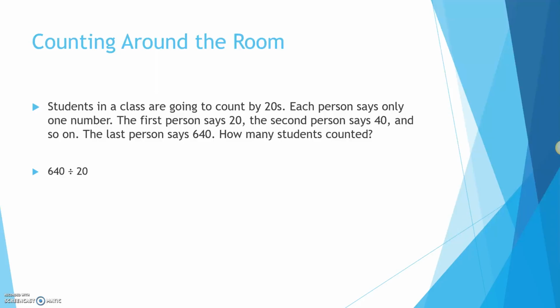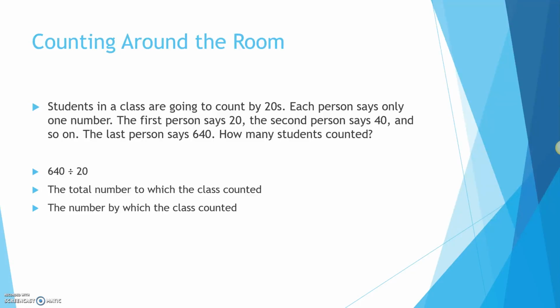But let's look at some of the numbers that are in the word problem and figure out what they represent. So 640, what does that number represent? The 640 represents the number that the class counted up to. But what about the 20? The 20 represents what each person counted by. Now think about the answer that you're going to get. What is that going to represent? The answer is going to represent the number of students who counted.